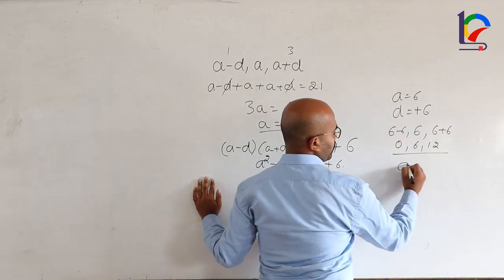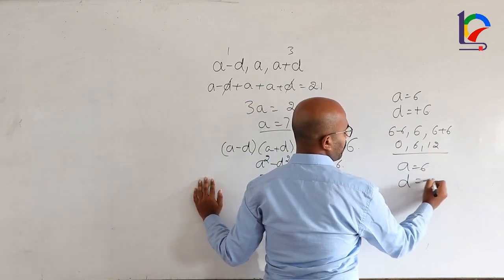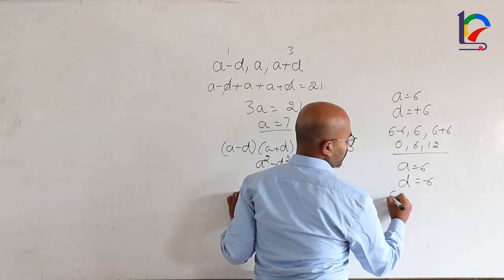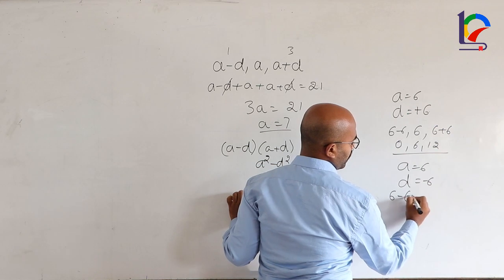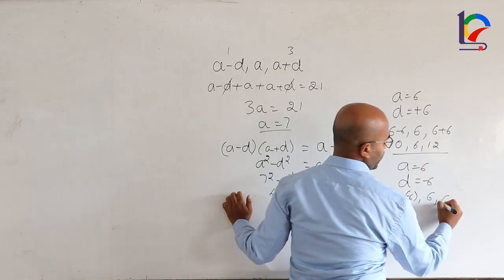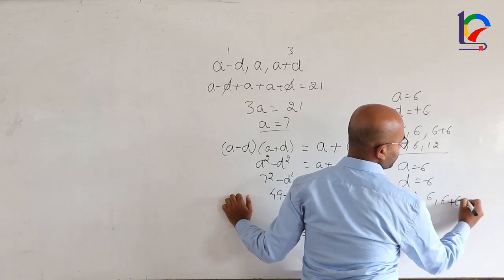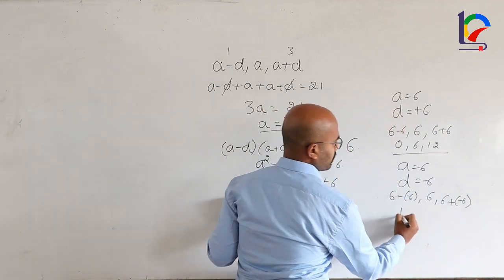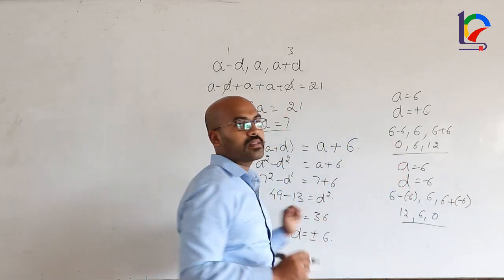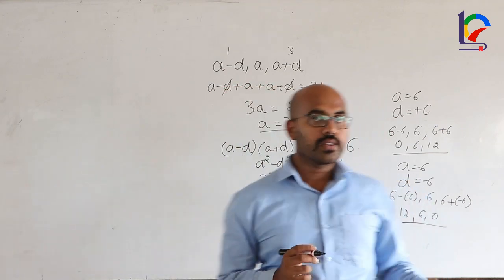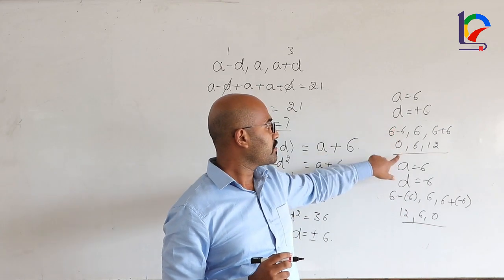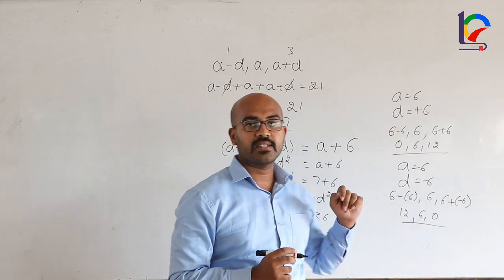In the second situation, A will be 7 and D will be minus 6, because D is plus or minus 6. So 7 minus of minus 6, which is minus into minus is plus, so 13, then 7, and then A plus D, 7 plus minus 6, which is 1. So these are the 3 terms. This is the first sequence and this is the second sequence. Here D is plus 6, here D is minus 6.